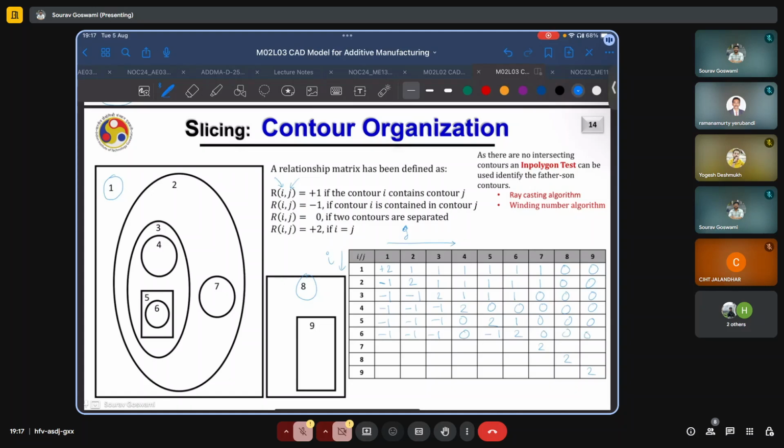Contour 7 is contained within 1 and 2, but it is separate from 3, 4, 5, and 6, as well as 8 and 9. Contour 8 is separate from 1, 2, 3, 4, 5, 6, and 7, but it contains 9. And contour 9 is separate from 1, 2, 3, 4, 5, 6, and 7. However, it is contained within contour 8. And after filling this matrix, what we find is that it is a skew symmetric matrix, as in the transpose is equal to minus 1 times the original matrix.